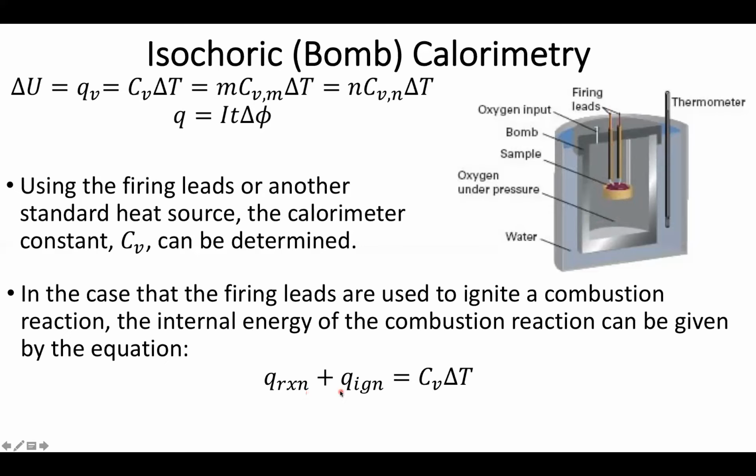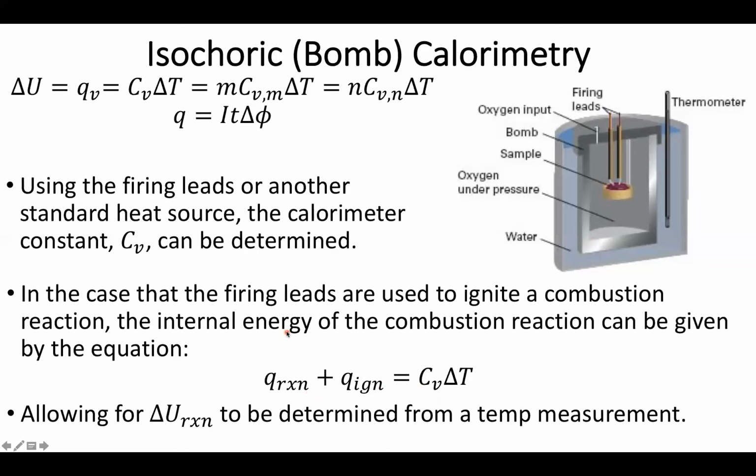And then I will also have a known amount of heat from my ignition source, which I should be able to calculate by using my calibrated calorimeter constant and a measured temperature difference. This will allow me to know the amount of energy absorbed from the calorimeter and the amount of heat produced from the ignition source, which means that any remaining heat should come from the reaction itself.